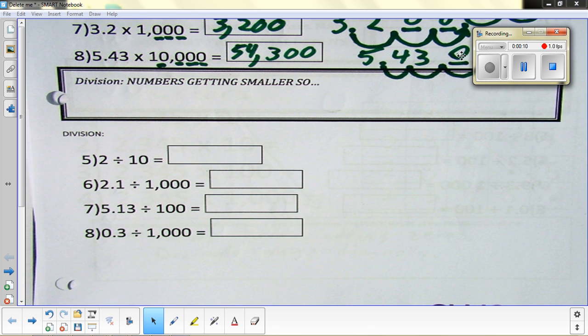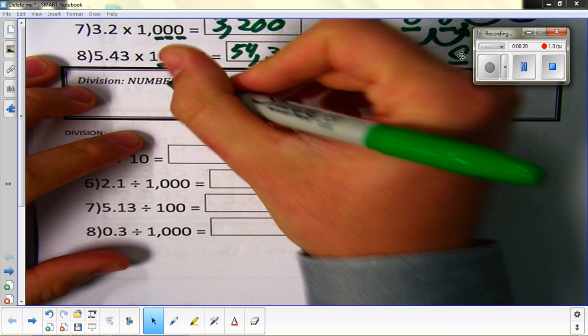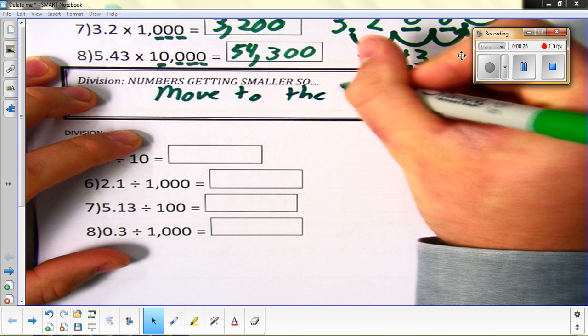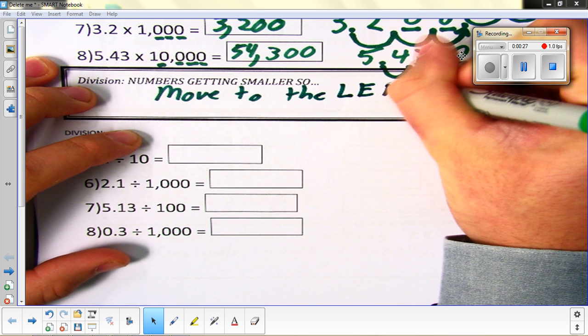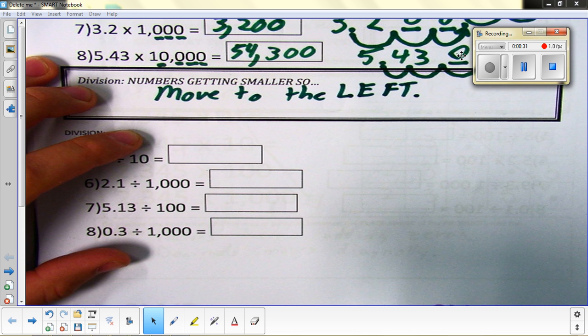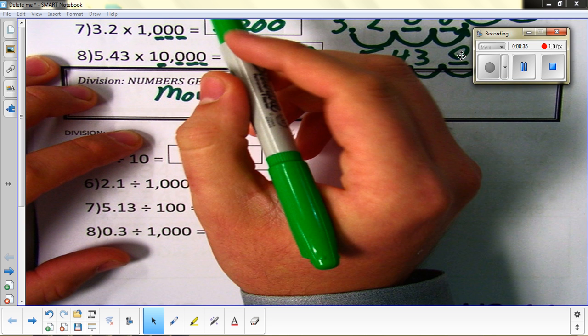We're halfway there. We know how to multiply by powers of 10. Now we need to divide. Division. The numbers are getting smaller. So do I move to the right or left? I move to the left. How many spaces? Well, I move to the left, and the answer is the same as for multiplication.